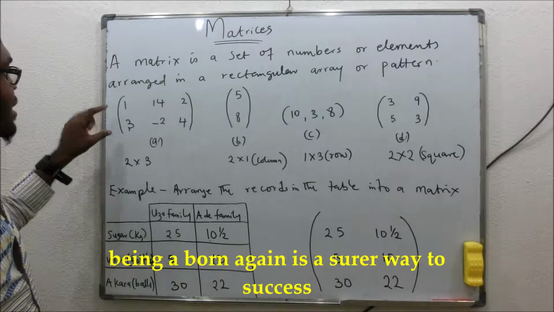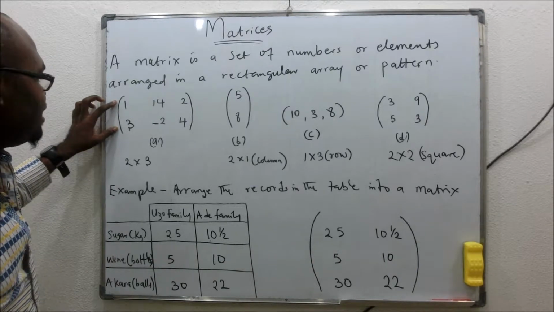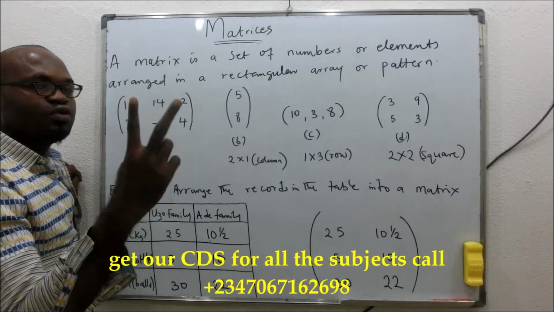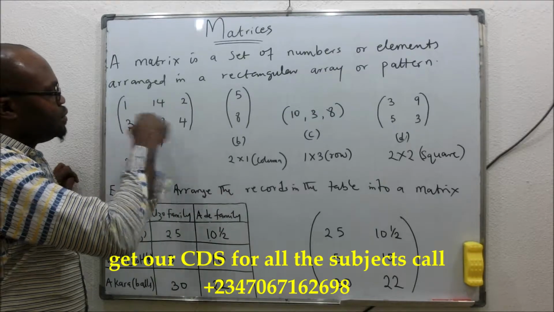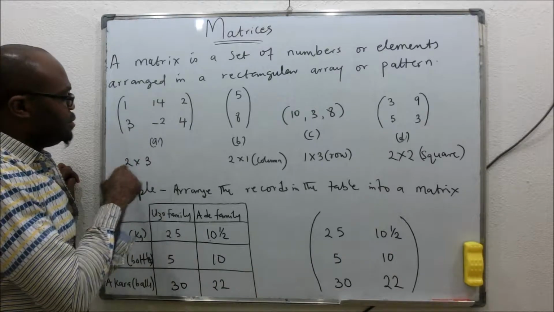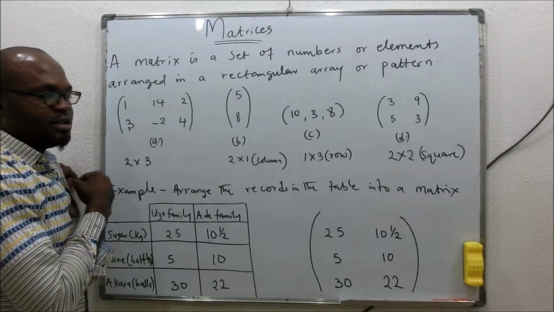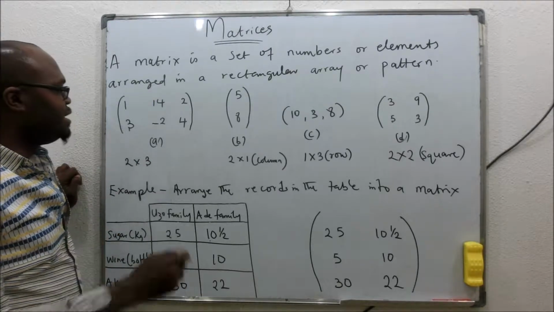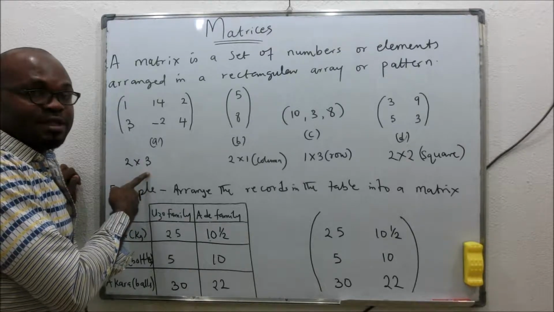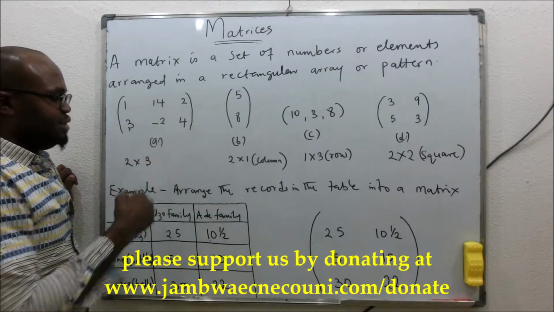Whenever a matrix is in this general form, you can say that this is a 2 by 3 matrix. Why? Because it has 2 rows, row 1, row 2. So because of the 2 rows, it is 2. How many columns does it have? 1, 2, 3. 3 columns. So how do you name a matrix? By naming the number of rows first, then the number of columns. So this is a 2 by 3 matrix.